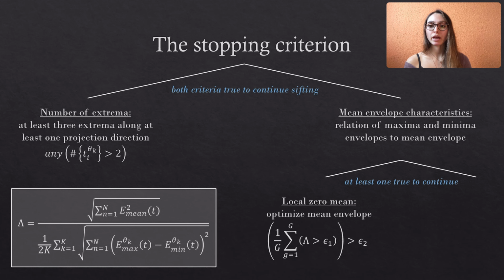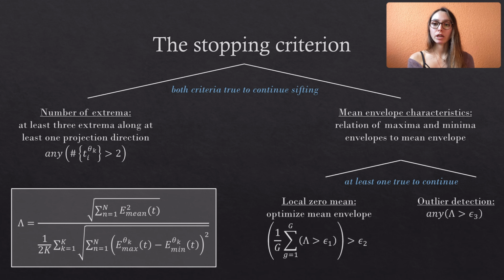To adequately deal with outliers, we have the second part of the criterion, stating that the sifting proceeds if lambda has at least one very high value that is greater than a third threshold, epsilon 3. So, in summary, the sifting continues if the mean envelope, in relation to the region enclosed by the upper and lower envelopes, features particular outliers, or if several locations G possess high values. In addition, at least one projected signal needs to contain at least 3 extrema.